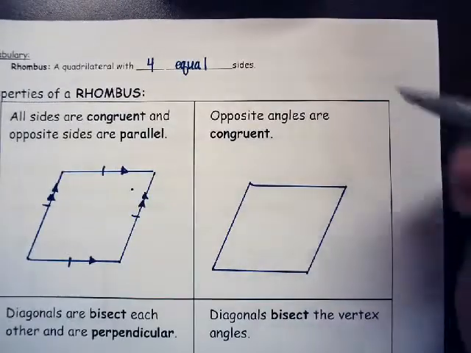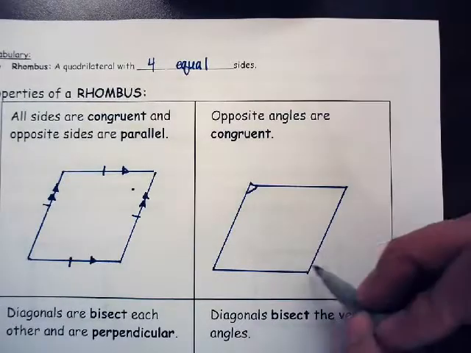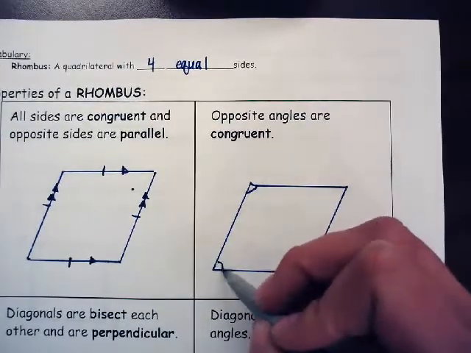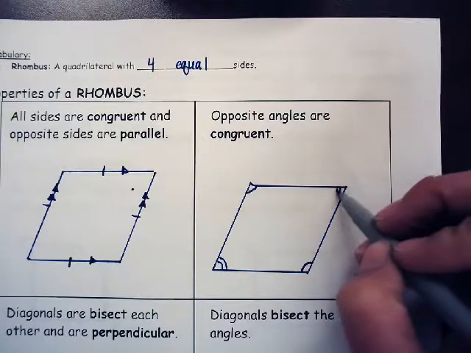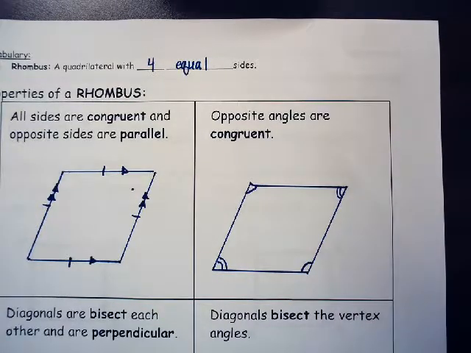Okay, opposite angles are congruent. So that means this angle is congruent to this angle, and this angle is congruent to this angle. Now the difference here is they don't add up. They're not 90 degrees, they're just congruent.